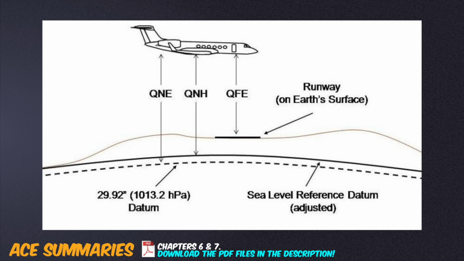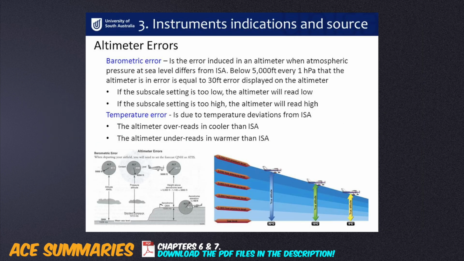QNH leads to an indication of the aircraft's altitude above mean sea level. QFE leads to an indication of 0 feet if the aircraft is on the airfield surface. Altimeters are susceptible to instrument, pressure, time lag, barometric, temperature, and blockage errors. Please keep in mind that temperature errors can also be known as density errors. If there is a static line blockage, the altimeter will simply freeze at that altitude.